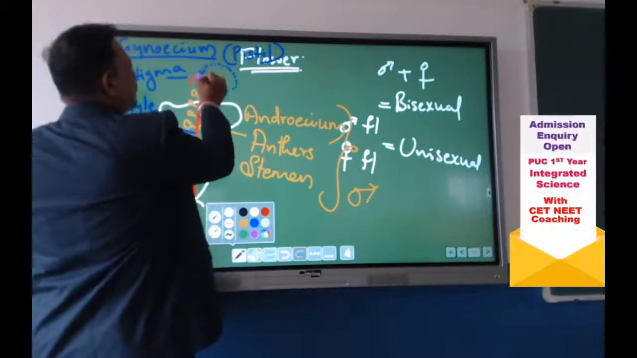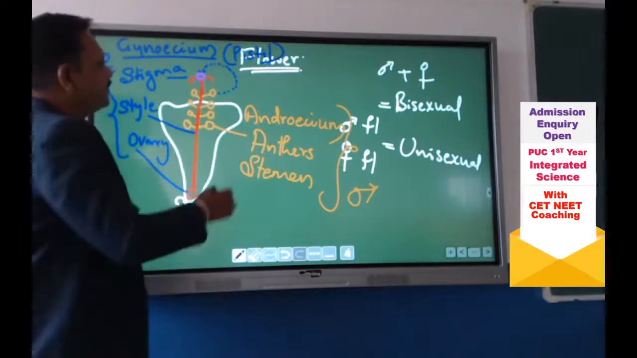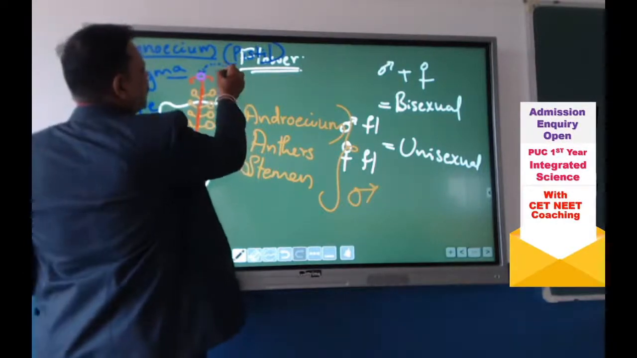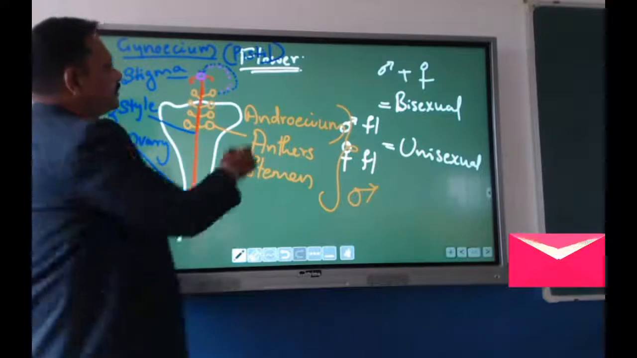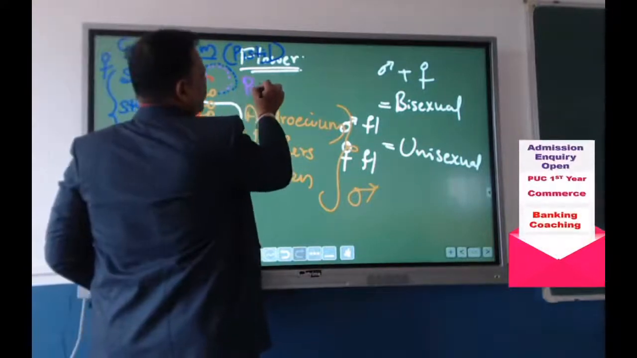So they are settling on the stigma here. And these pollen grains, when they are traveling from anther to stigma, this process we are calling it as pollination.